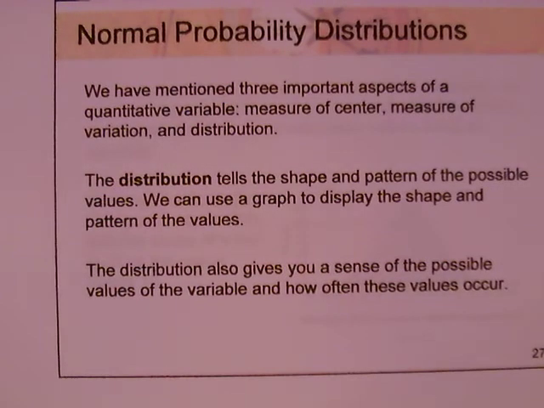We have mentioned 3 important aspects of a quantitative variable, which is a numerical variable: measures of center, measures of variation, and distribution. The distribution tells us the shape and pattern of the possible values. We can use a graph to display the shape and pattern of the values. The distribution also gives you a sense of the possible values of the variable and how often these values occur.